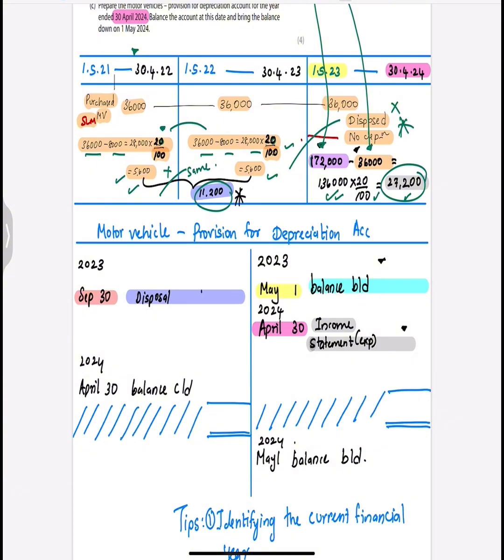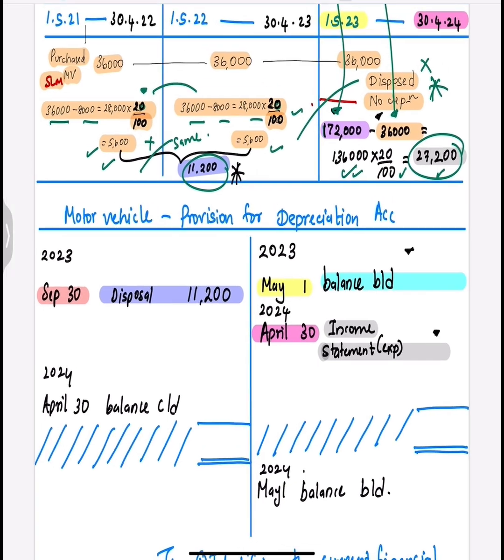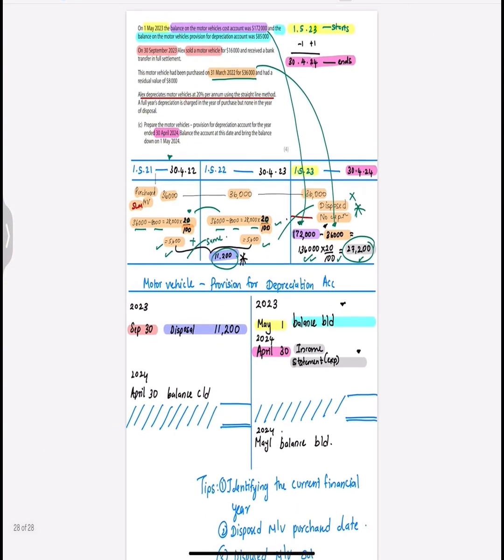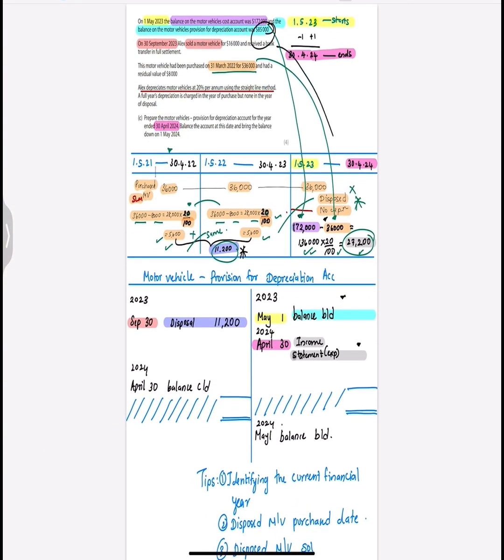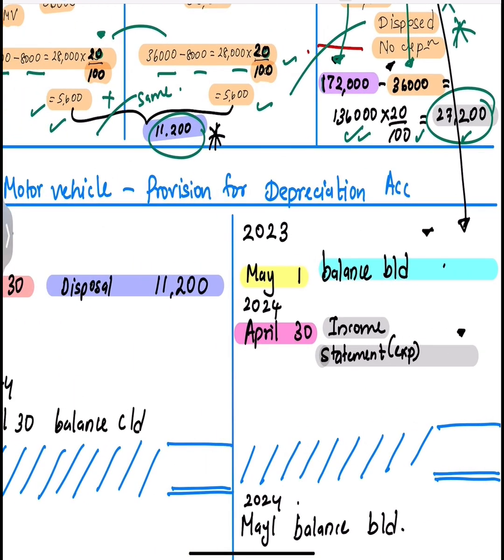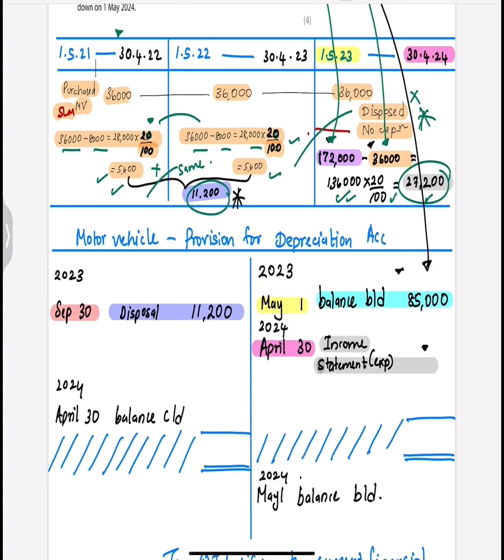Now let's enter the disposal depreciation of 11,200 on the debit side of the motor vehicle provision for depreciation account. Enter the opening balance of motor vehicle provision for depreciation, which is 85,000. And then enter the income statement value calculated for the current year, 27,200.